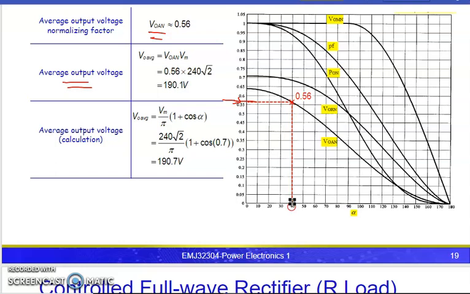So it means that the average voltage is equal to V_oan times V_m, the V peak. So 0.56 times 240√2 gives 190.1 volts. Compared to the calculation by the mathematical equation, V_m over pi times (1 plus cos alpha), where alpha we change into radians instead of 40 degrees, we found it to be 190.7, only less than 1 volt different. Even though, the values are still acceptable because we are looking at the approximation. So this is when we use the curve, compared to the mathematical equations.